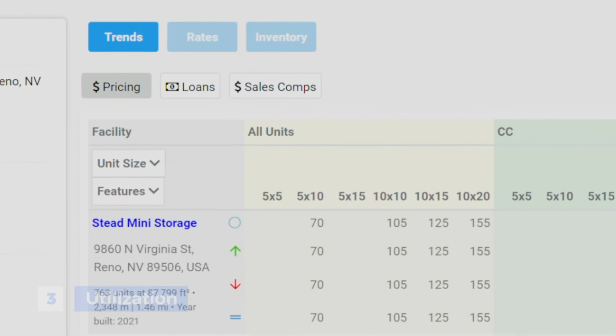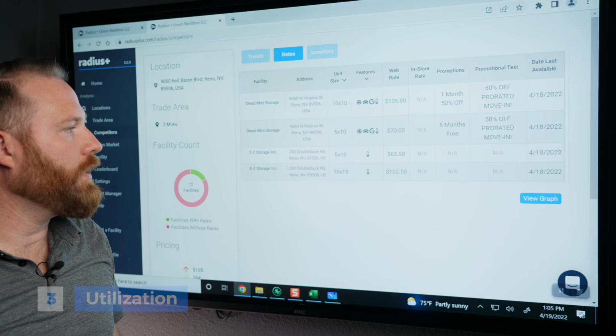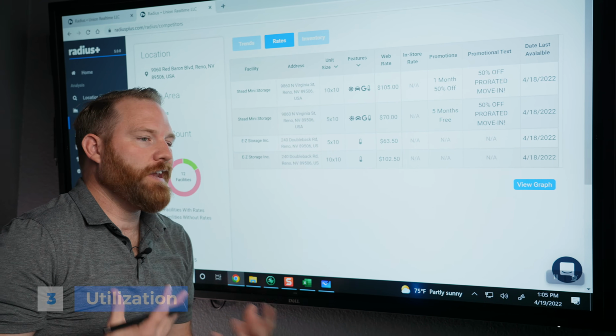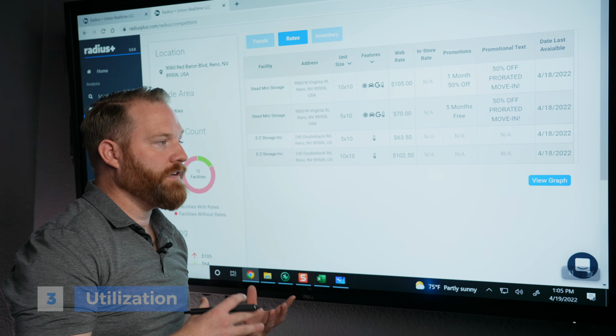We can also look at specials that they may be running and what unit size they're running specials on. This can help us know if any size unit is having a lack of demand.